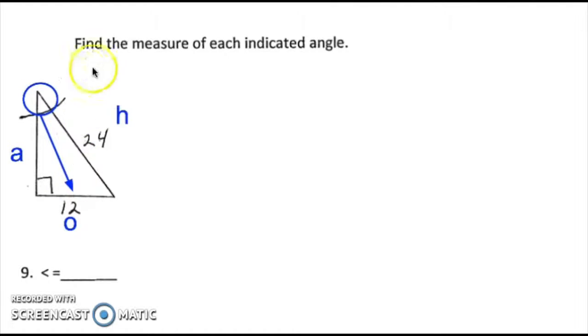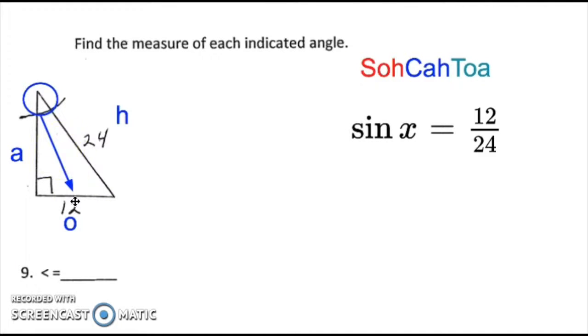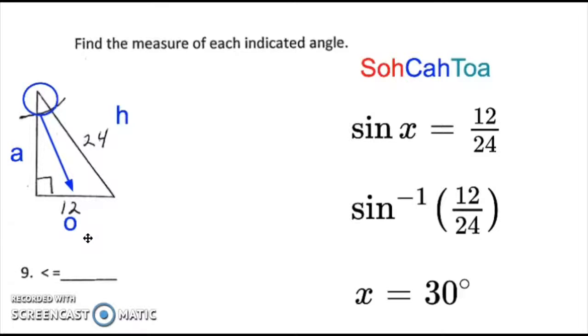Now, looking for this angle, we need to use the two sides that were given, which is 12 and 24, which is O and H. So using SOHCAHTOA, O and H is sine. So sine of x will make this x equals 12 over 24. So we got to do in the calculator second sine 12 over 24, which gives us 30 degrees. So number 9 is 30 degrees.